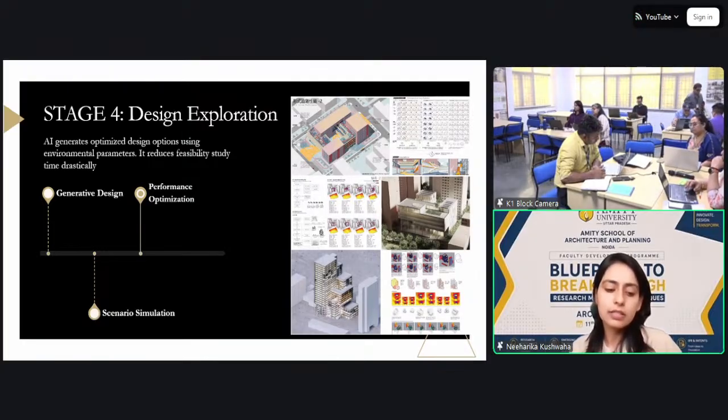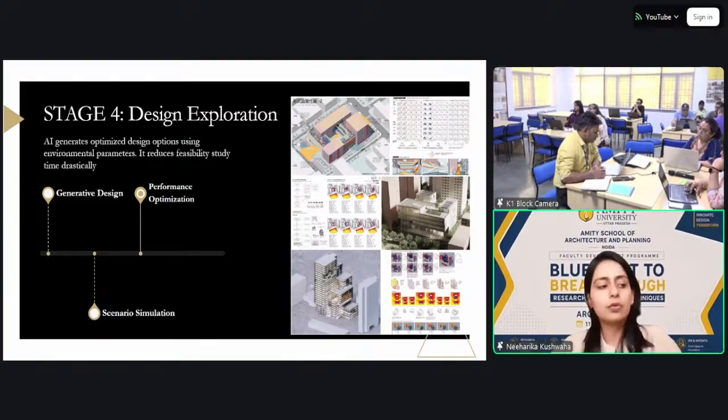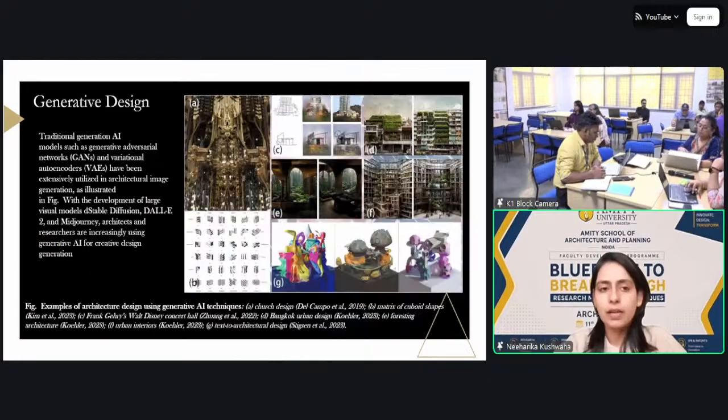For instance, instead of manually generating design options, computational systems can produce thousands of optimized alternatives based on whatever performance criteria you give them. And these performance criteria can be daylight, energy efficiency, circulation, density, or cost optimization. So design now becomes a search process if you give it very appropriate parameters. And that's where generative design, which you would hear a lot about nowadays, comes into architectural research.